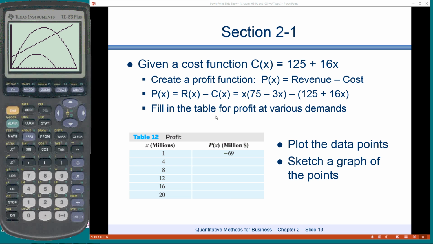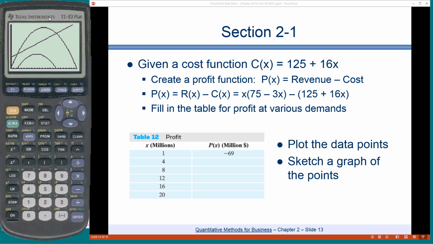Based on this, my profit could be negative, so I could go change my window for y to be minus 100 or something like that. I don't care about that. I don't care what my profit equation looks like for negative profit. I don't want to be operating in that region anyhow.